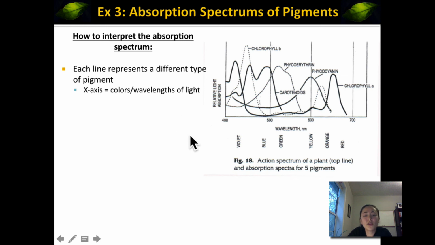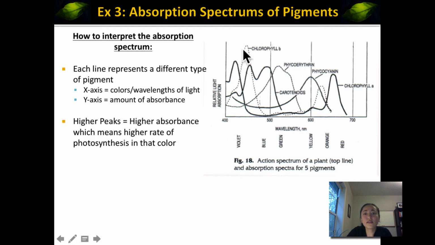Another thing that you need to recognize here is what these axes mean. The x-axis is always telling you the different colors of light or the different wavelengths of light. And the y-axis is telling you the amount of absorbance. So how much of those different colors of light can be absorbed by that pigment. So remember, each one of these pigments is absorbing a different color of light better than another. Higher peaks equal a higher absorbance, which means that they're able to use more of that light for energy. And that means there's going to be a higher rate of photosynthesis in that color.